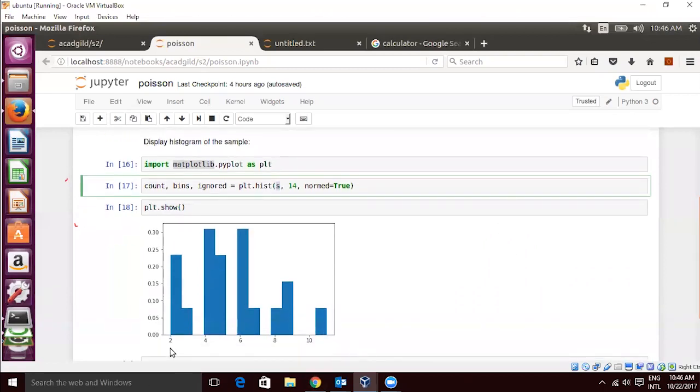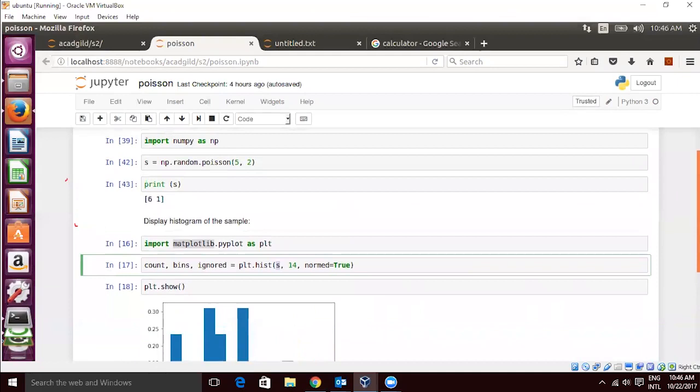Simply, how many times do I get the value of 2, how many times do I get the value of 4, how many times do I get the value of 6? What is the probability to get the value of 6? What is the probability to get the value of 8? What is the probability to get the value of 10? That's what I fit in here. Okay, so this is how we practically use this.